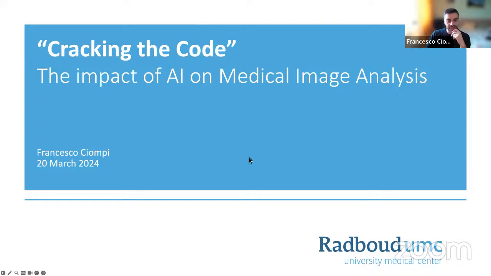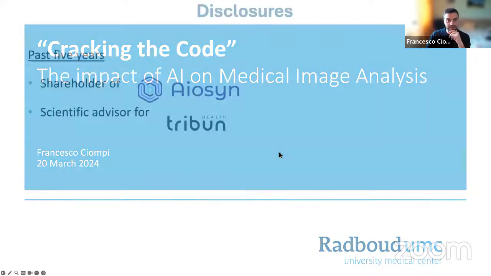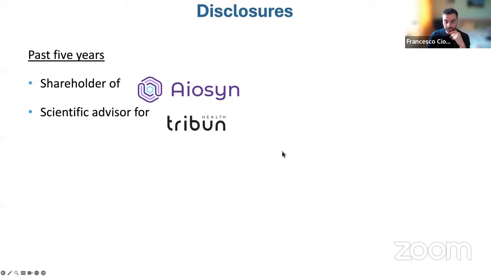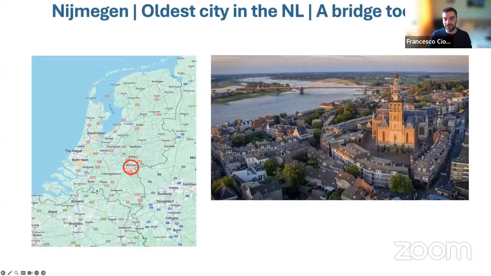So let's get started. Well, first, these are my disclosures. And yeah, because as Piero introduced a bit, as you can imagine, I'm Italian. I know Pierluigi for many years, since the years we did our PhD together, actually in Spain, in Barcelona. But now I live in the Netherlands for many years, and I live in the city of Nijmegen.